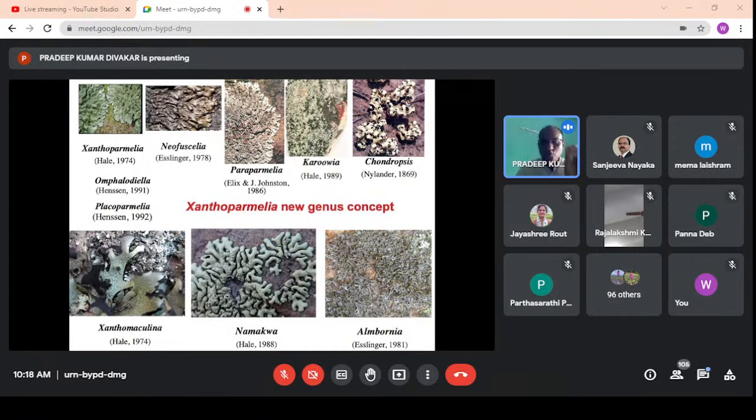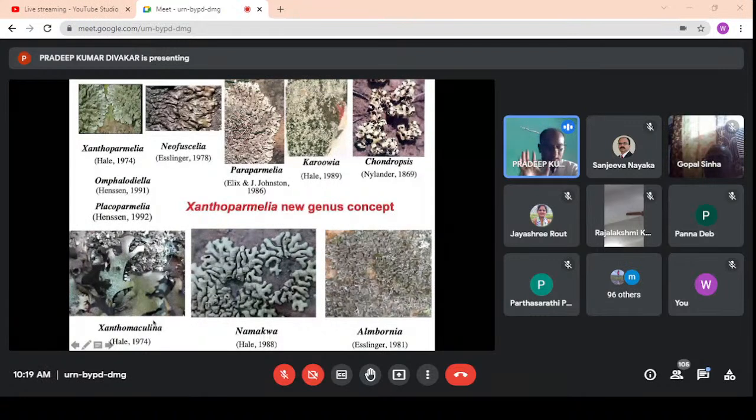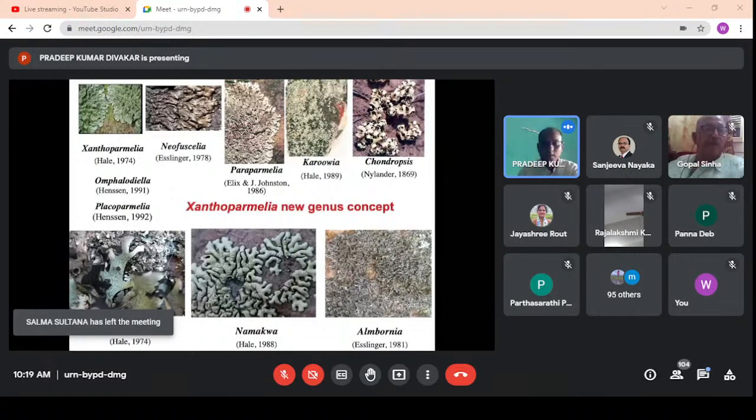Xanthoparmelia today includes more than 800 species, and it includes all these genera that I have included here. More than 10 genera are included in Xanthoparmelia today. Just one genus, Xanthoparmelia. Xanthomaculina is added, Namakwa, Almbornia, Chondropsis, Karoowia, Paraparmelia, Neofuscelia, Omphalodiella, and Placoparmelia. All these genera are included in a single genus, Xanthoparmelia. The molecular phylogeny has helped to clarify the generic concept in the Xanthoparmelioid clades.